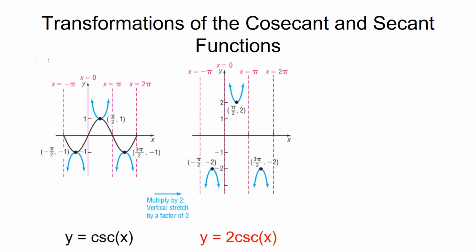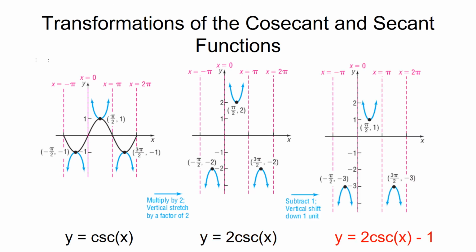First, we multiply the function by 2, which corresponds to a vertical stretch of the graph by a factor of 2. Next, we subtract 1 from the function, and this means we shift the entire graph vertically downward by 1 unit.